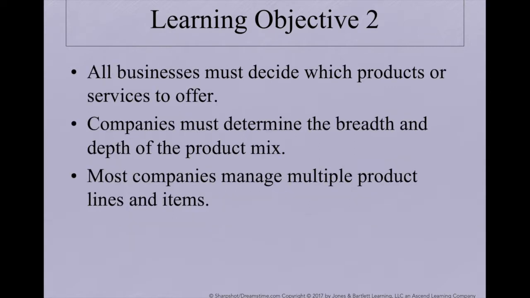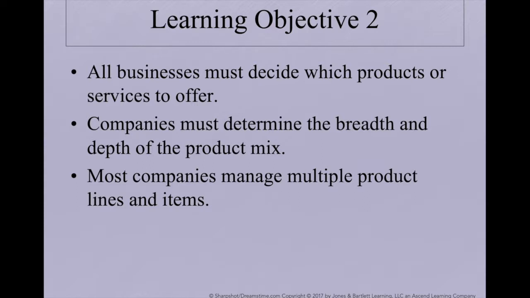All businesses must decide which products or services to offer. Companies must determine the breadth and depth of the product mix. The product mix is the entire range of products a firm offers. Most companies manage multiple product lines and items. Therefore, companies must guard against cannibalization, which is when a company's own products steal market share from other products within the company's product line.